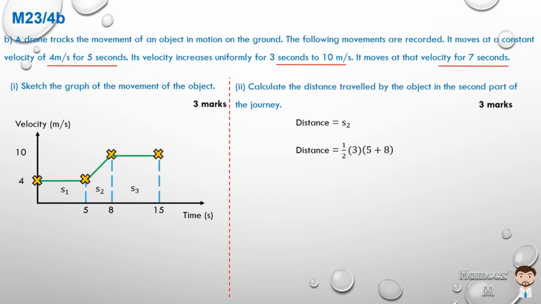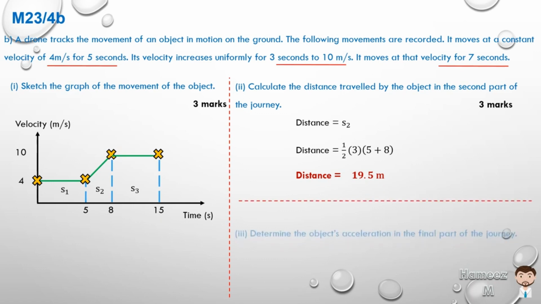So we can substitute: a half times the perpendicular distance between the two parallel lines, from 5 to 8, that's 3. So a half times 3 times (5 plus 8), the lengths of the two parallel lines. So 5 plus 8 is 13, 13 times 3 is 39, half of 39 is 19.5. So the distance traveled in the second part of the journey is 19.5 meters.